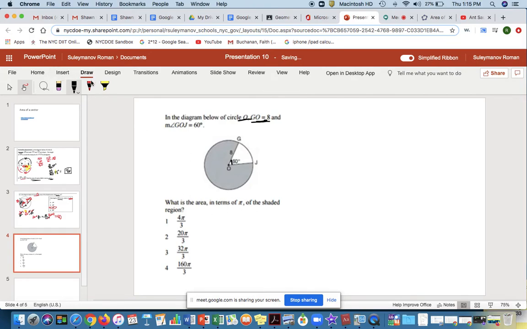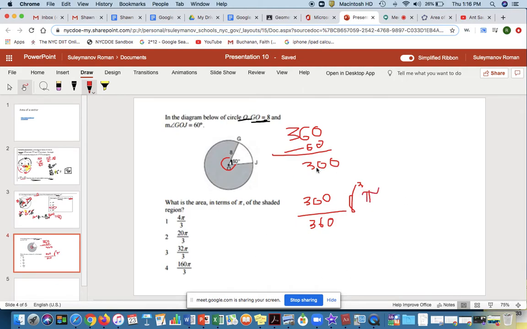So what's the trick here? They gave you the angle for the unshaded region. So most people use 60 as their angle. What you're supposed to do is 360 minus 60 for your angle. That gives you 300. So you would do 300 over 360, and then you want to multiply it by 8 squared pi.